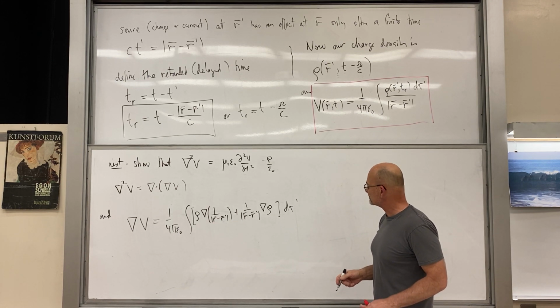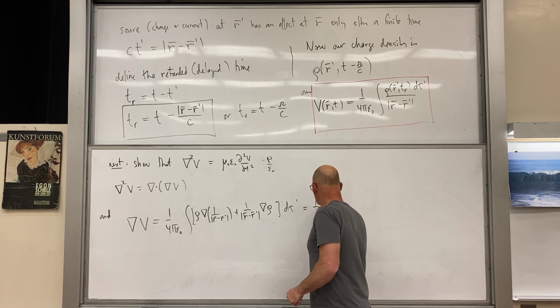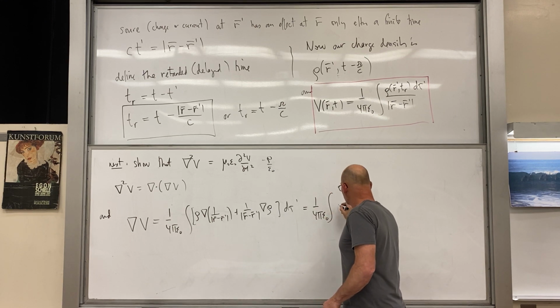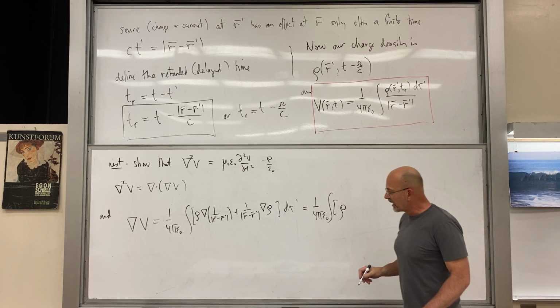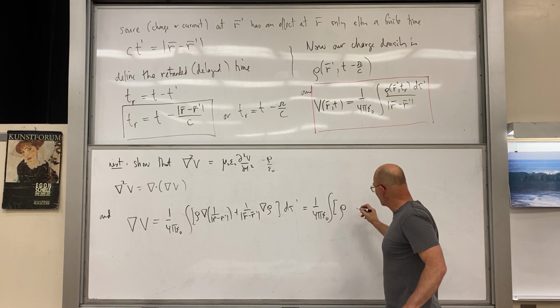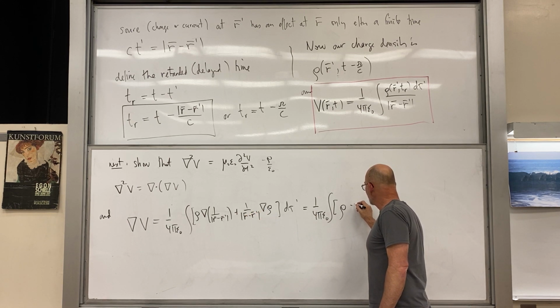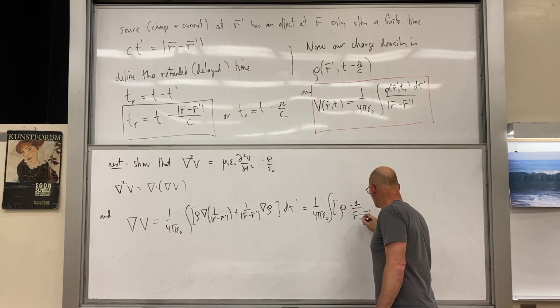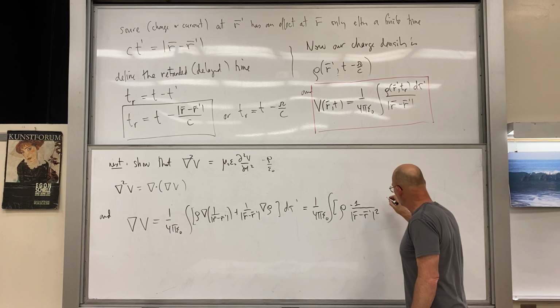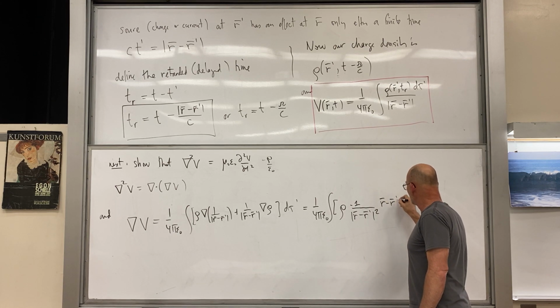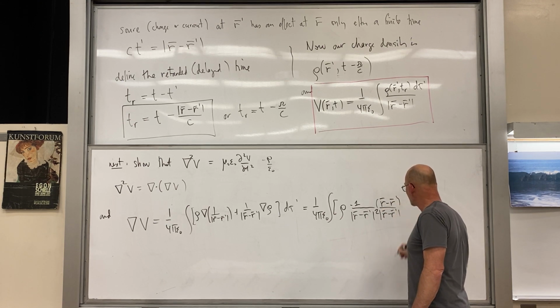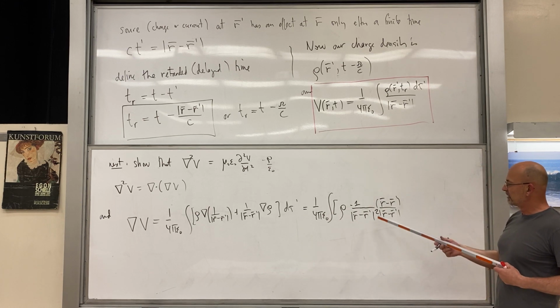Okay. So this here over 4 pi epsilon naught. The first one, rho, and then the gradient of 1 over the magnitude of r minus r prime is minus 1 over the magnitude of r minus r prime squared times the vector r minus r prime over its magnitude, because that's the gradient of the unit vector. Oh, that's the unit vector.